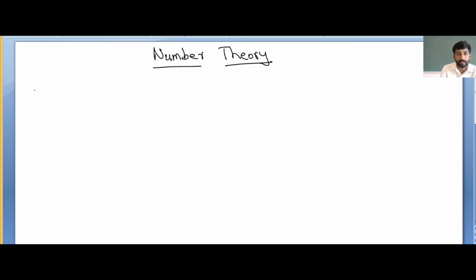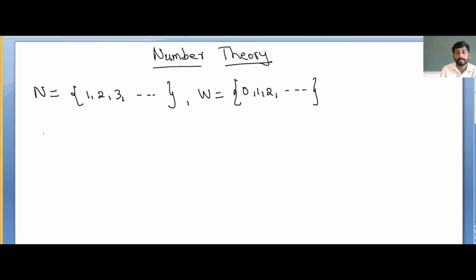Just recall the number systems. Our first number system is the natural number system, and we denote it as N, equal to the set 1, 2, 3 up to infinity. Second one is the whole number system, W, equal to 0, 1, 2 up to infinity. Third one, an extended form of the whole numbers, is the integers, equal to 0, plus or minus 1, plus or minus 2, up to plus or minus infinity.